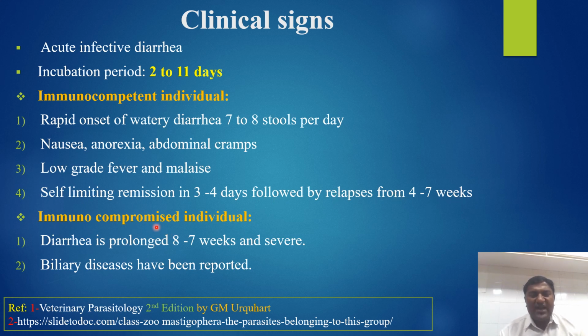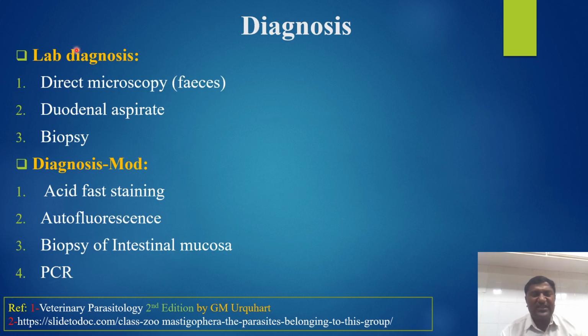In immunocompromised individuals, the diarrhea is prolonged, lasting weeks, and severe, and biliary disease has also been reported in these individuals. For laboratory diagnosis, there is direct microscopy of feces and duodenal aspirate, and biopsy. Other diagnostic methods are acid-fast staining, autofluorescence, biopsy of intestinal mucosa, and PCR.